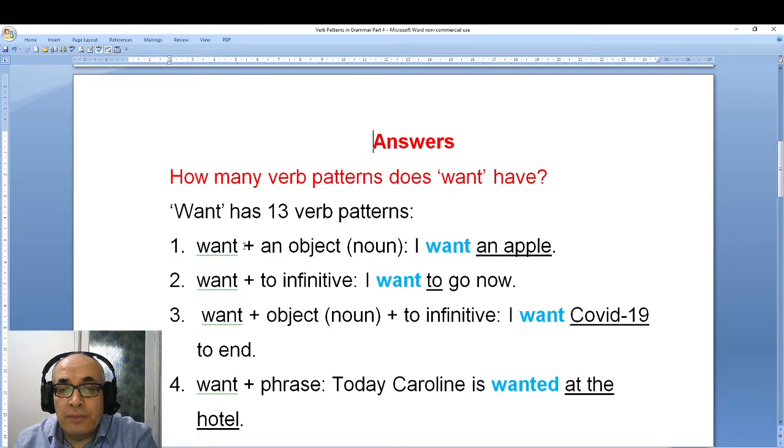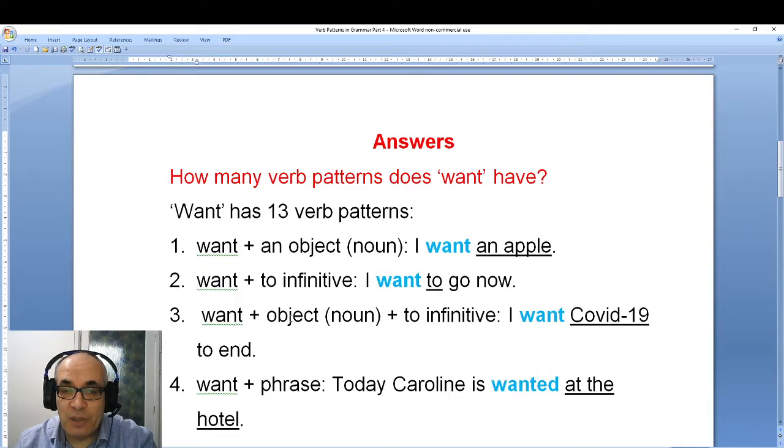So if you look here, after want you can put an object. I want an apple. In this video, the blue color is the verb, and I underlined what comes after the verb. So after want I can use an object, and the object here is a noun. After want I can use to with the infinitive. I want to go now. So to go is infinitive with to, and want is the verb.